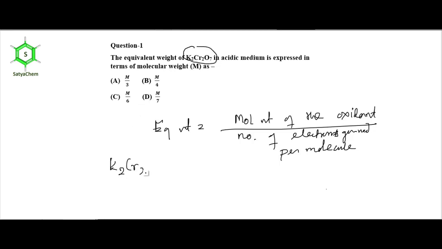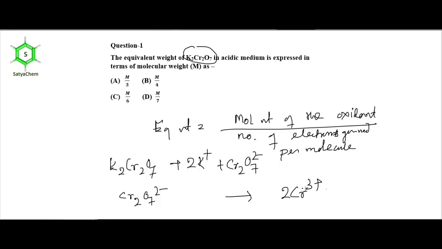K2Cr2O7 is the combination of 2K plus and Cr2O7 2 minus ion. See, Cr2O7 2 minus in acidic medium gets converted into 2Cr3 plus cation.